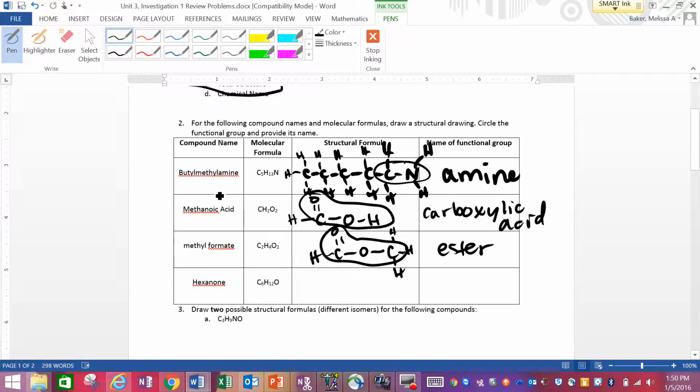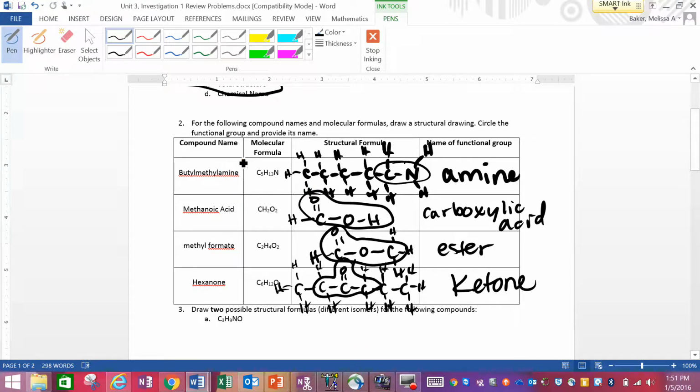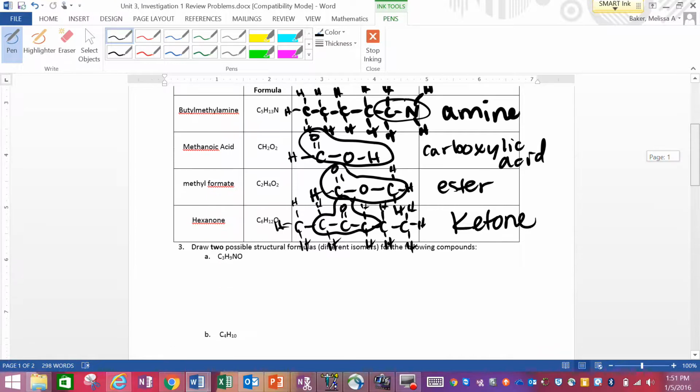All right. Hexanone. I'm going to do C, C, C. I'm going to do a carbon double bonded to an oxygen in the middle. 6 carbons. Add all my hydrogens in. I've got 12 to work with. That's 5, 6, 7, 8, 9, 10, 11, 12. That is a ketone right here in the middle. C double bonded to an O surrounded by 2 C's. Now this one they didn't have us draw, which was an alcohol. That would be anything that had a C-OH, just for the record.